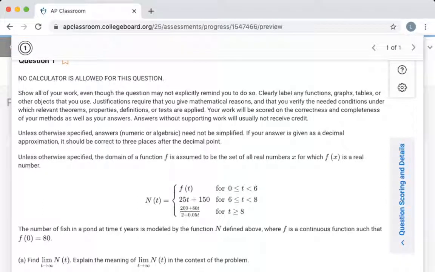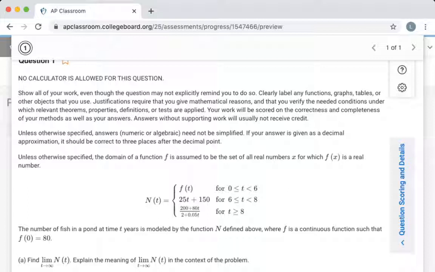It gives us piecewise. Remember, this is what we call piecewise. It's got all these little pieces and parts. It says the number of fish in a pond at time t years is modeled by the function N. So N is the number of fish. F, or f of t, is just some continuous function. Right now, we're not concerned what it is. Maybe later in the problem we'll be given what it is. Okay, but this is the information we have.